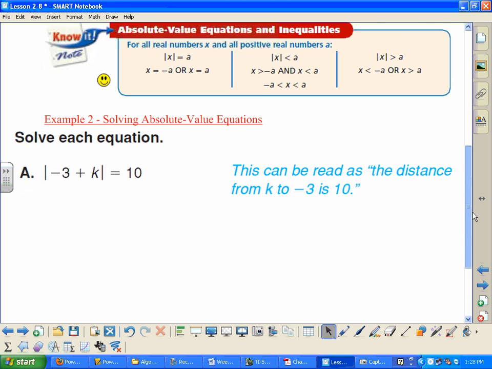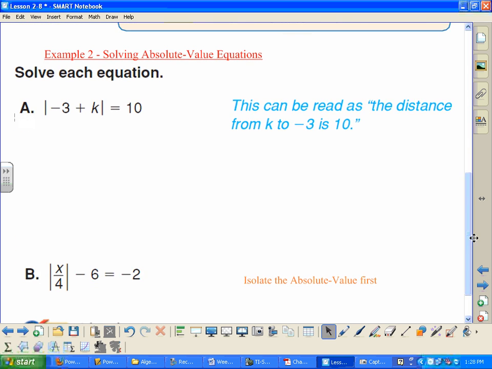All right, so we're going to solve some equations and some inequalities using absolute value. So it wants to solve this equation. So the absolute value of -3 plus k equals 10. This can be read as the distance from k to -3 is 10. So now, what does this mean then to solve this? Well, -3 plus k equals 10, or -3 plus k equals what? Negative 10. Yep.